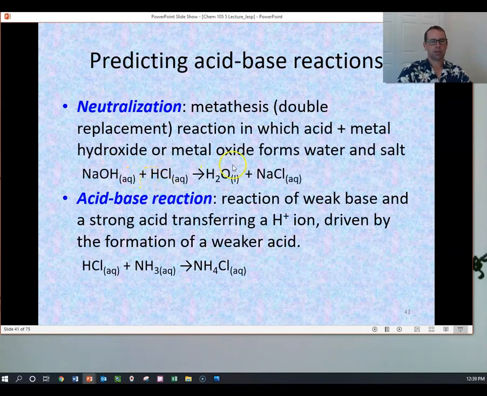Very good. We can also predict reactions that are acid-base neutralization or acid-base reactions. In these reactions, if it's a strong base with a strong acid, the result is water and some other salt from the remaining counter ions. If it's a weak acid, weak base, or a strong acid and a weak base, or a strong base and a weak acid, then we'll end up with a weak electrolyte, such as NH4Cl.